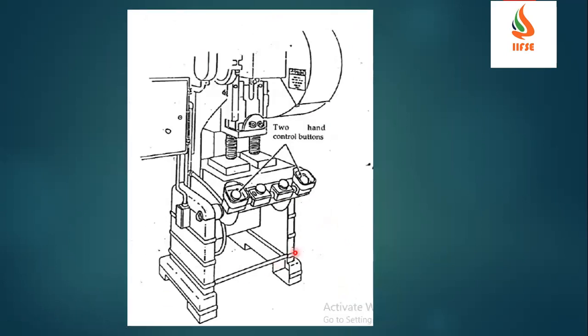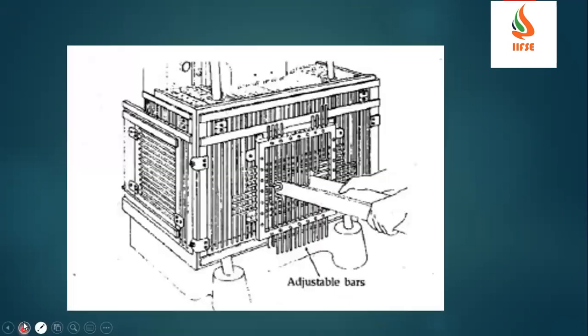In the same way, we have seen two-hand push button control. This is the point of operation. If the operator presses these buttons with his two hands, then only the press will come down and do the operation. This is one type of control, two-hand push button control.